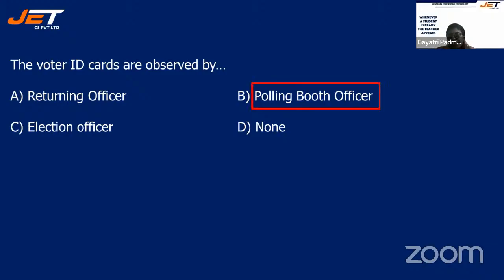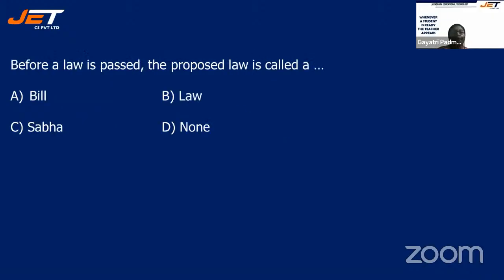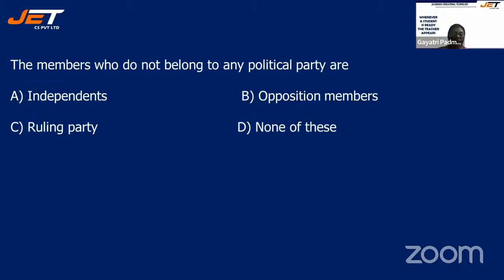Very simple. It is polling booth officer. Before a law is passed, the proposed law is called dash. Before a law is passed, whatever law that you're proposing, we're going to bring it. That's called a bill. All right, see the next question.